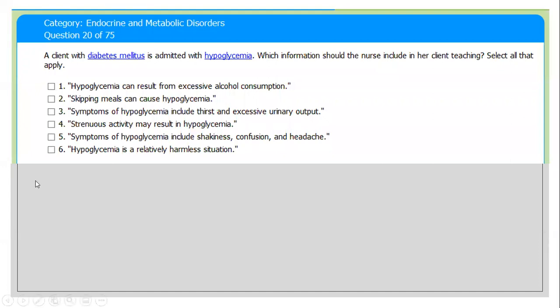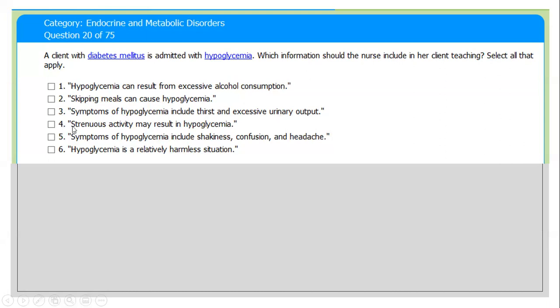First question, about diabetes mellitus. A client with diabetes mellitus is admitted with hypoglycemia. Which information should the nurse include in her client teaching? Select all that apply. Number 1, hypoglycemia can result from excessive alcohol consumption. 2, skipping a meal can cause hypoglycemia. 3, symptoms of hypoglycemia include thirst and excessive urinary output.